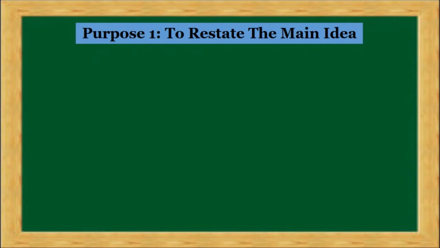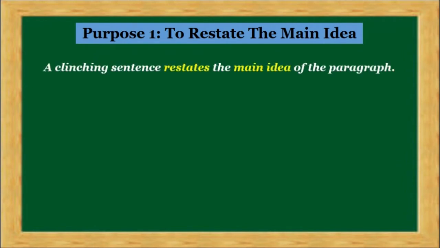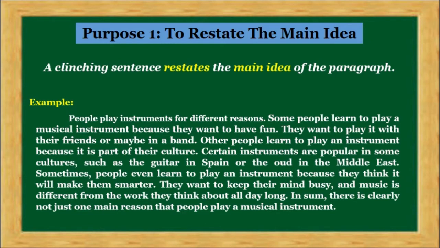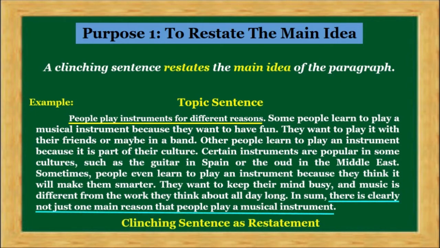One of the purposes of a clinching sentence is to restate the main idea of the paragraph. For example, in that paragraph, the topic sentence is, people play instruments for different reasons. The clinching sentence is, there is clearly not just one main reason that people play a musical instrument. The clinching sentence is a restatement of the topic sentence.